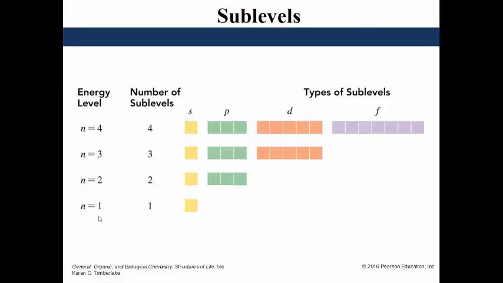So the lowest energy level, N1, has one sublevel because it's N1. So it'll have one box in the S sublevel. Quantum number 2, because it's a number 2, has two sublevels, S and P. Energy level number 3, you have three sublevels, S, P, and D. And for 4, you have four sublevels, S, P, D, F. And these individual boxes have a very particular meaning, which we'll talk about soon.